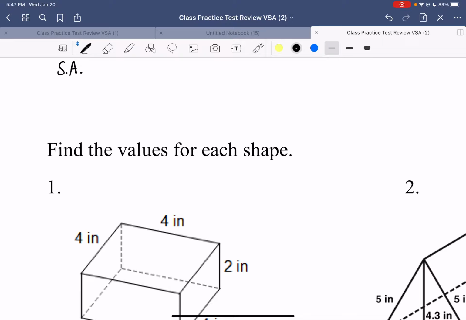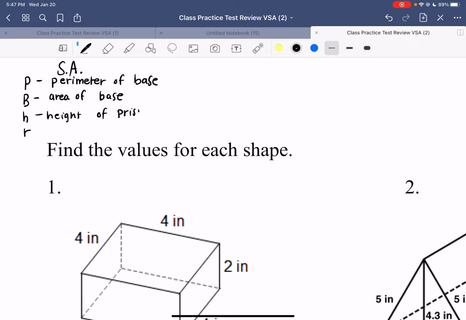In our formula chart, we have some missing information that we'll see come up. We have capital P's, capital B's, H's, and R's. So just a reminder that capital P is not just perimeter, but the perimeter of the base. For capital B, we have the area of the base. This is the height of the prism. And R is obviously the radius of the circle.